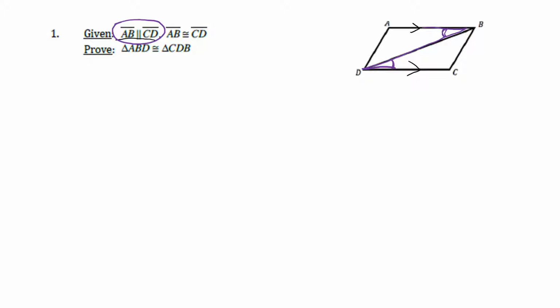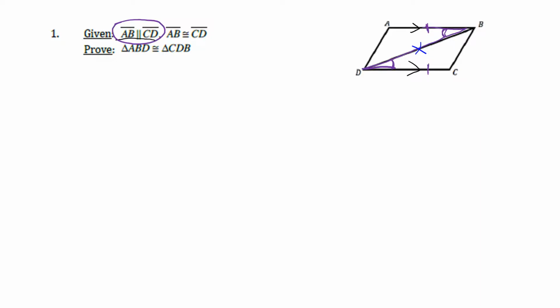Then I also know from my givens that AB is congruent to CD, so you can also mark them as congruent, and then I can use the reflexive property for my third part and say that BD is congruent to BD. Now, I'm hoping that we're getting to a point where we're a little bit more independent with this, and so I'm not writing this all out for you, but you should be able to figure this out now that I've given you some hints to get started.